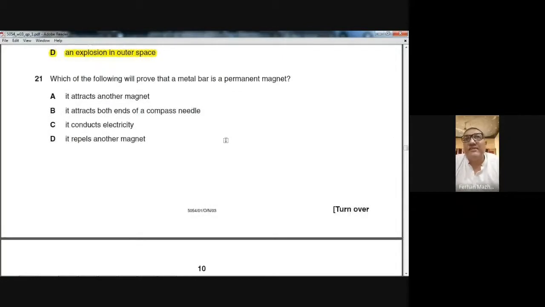Which of the following will prove that a metal bar is a permanent magnet? It attracts another. The confirmed test for a magnet is the repulsion from another magnet. You never conclude that something is a magnet if it is attracted to another magnet. The confirmed test for an unknown object to be a magnet is when it is repelled by another magnet. Okay, repulsion is the confirmed test. It repels another magnet. Yes, this is the right test. If it is attracted to another magnet, it might be only a magnetic material. So D is the right option. Question number 21, D is the right option.